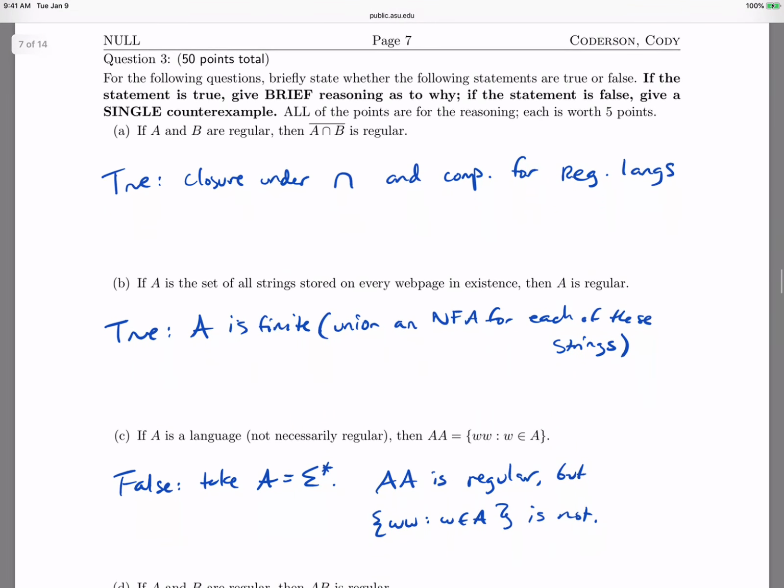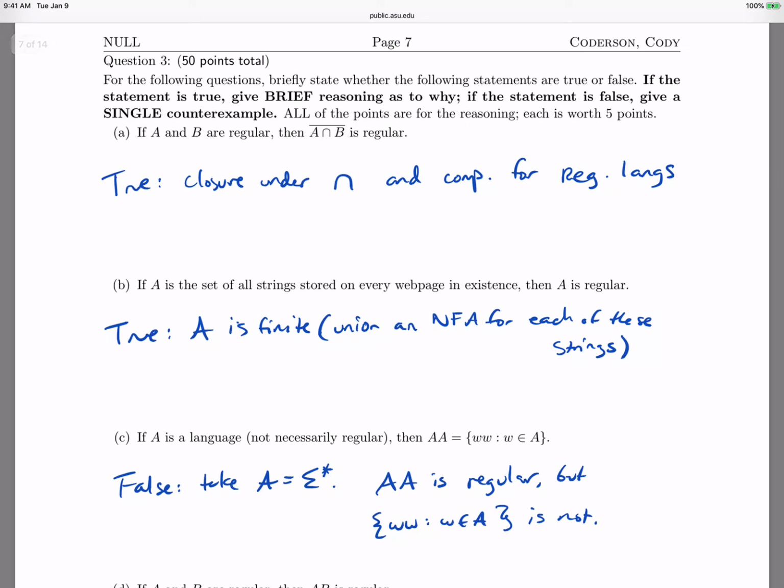Okay, question 3. Here's where people missed a lot of points. It was very hard. I'm actually surprised on part A. Part A should have been the easiest one.